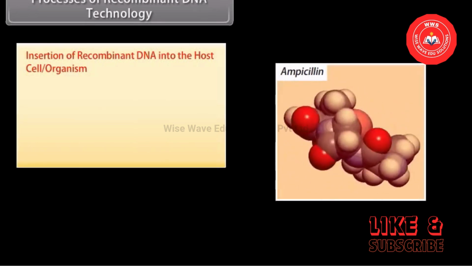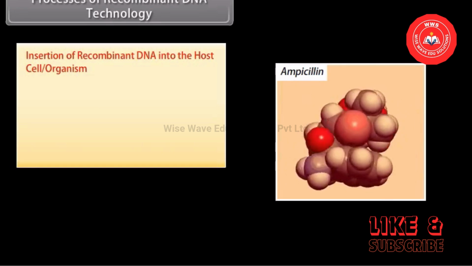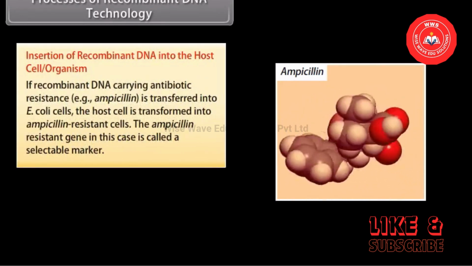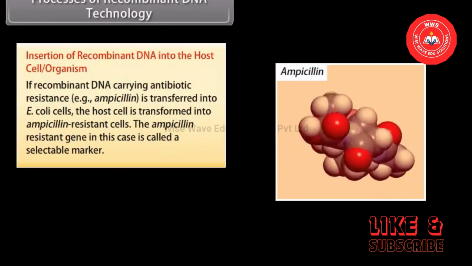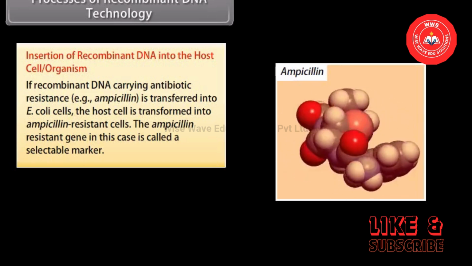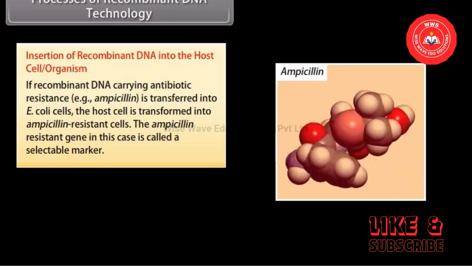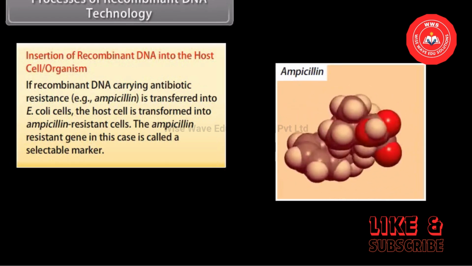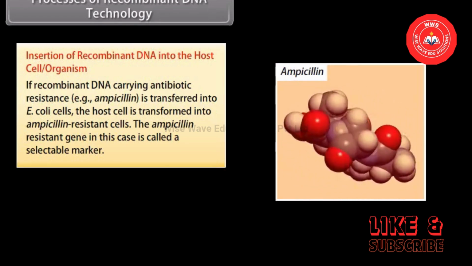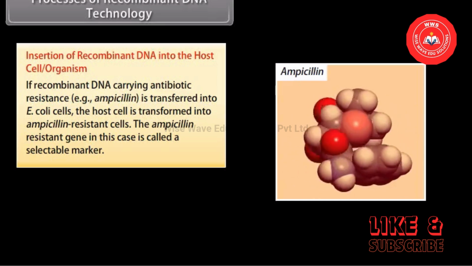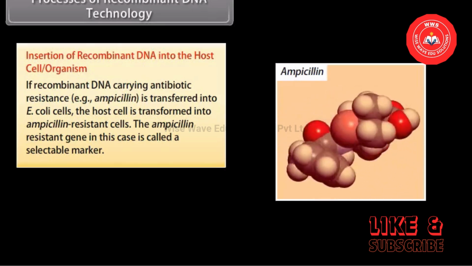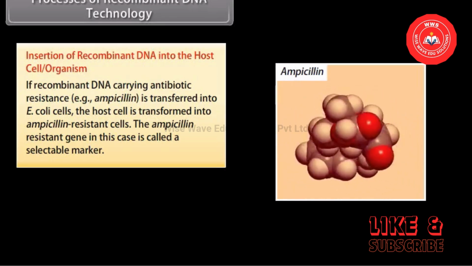Processes of recombinant DNA technology. Insertion of recombinant DNA into the host cell organism. If recombinant DNA carrying antibiotic resistance, that is, ampicillin, is transferred into E. coli cells, the host cell is transformed into ampicillin-resistant cells. The ampicillin-resistance gene in this case is called a selectable marker.